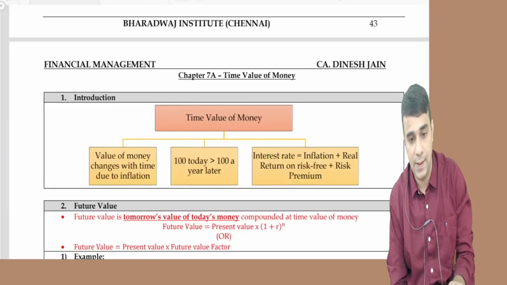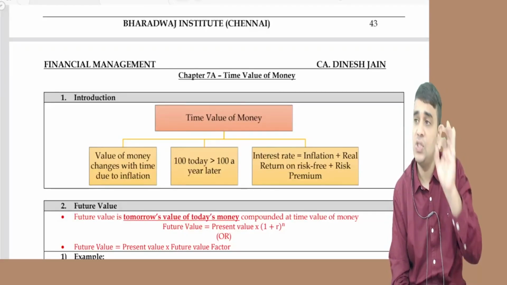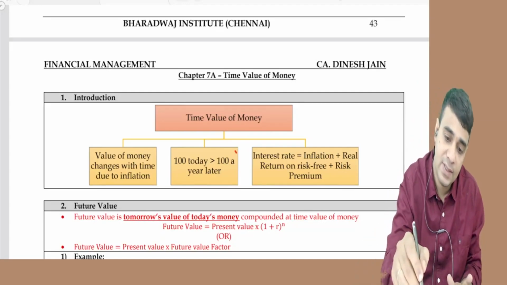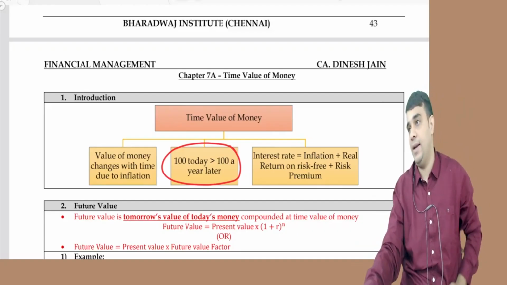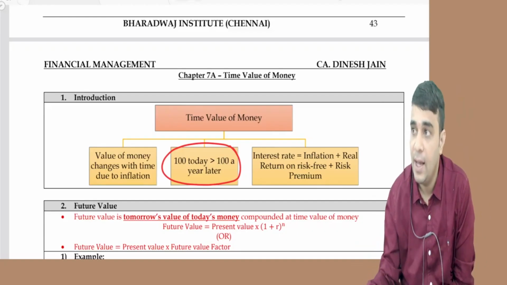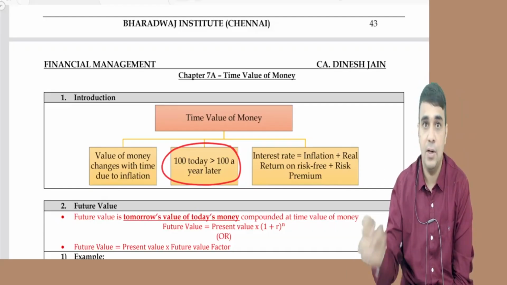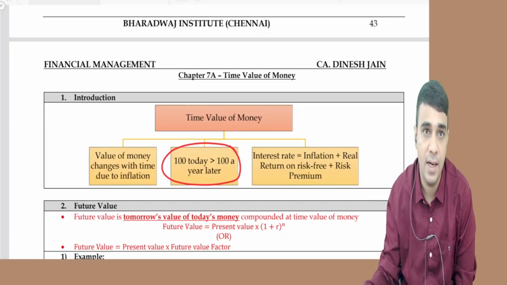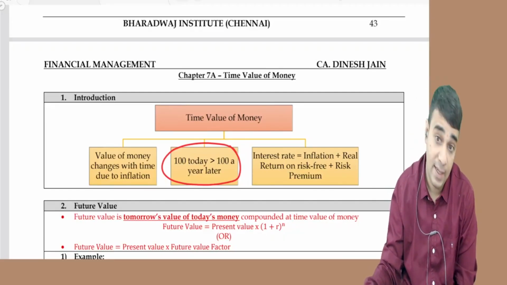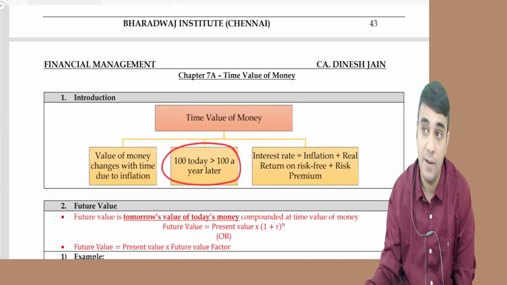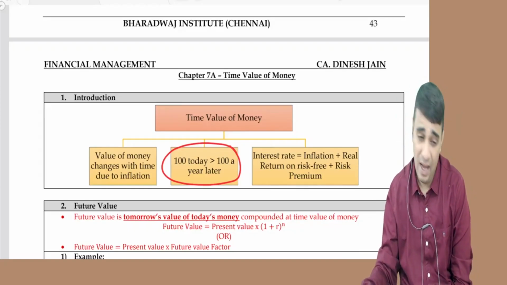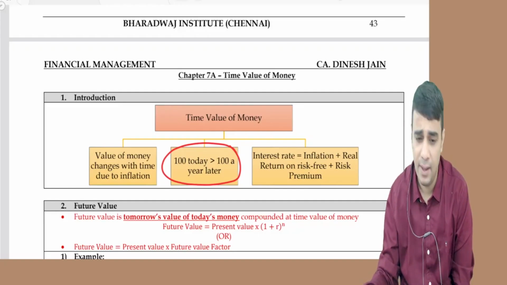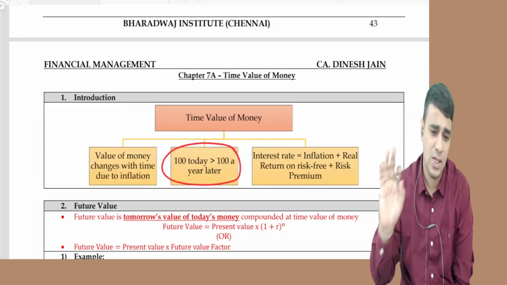Time value of money says the value of money changes with time due to inflation. 100 today is greater than 100 a year later. Today's 100 is obviously worth more than 100 rupees a year later, 2 years later, 3 years later. I can say 100 today is equal to 115 a year later, or 150 five years later. What number we take depends on extra information, but the logic is very simple.